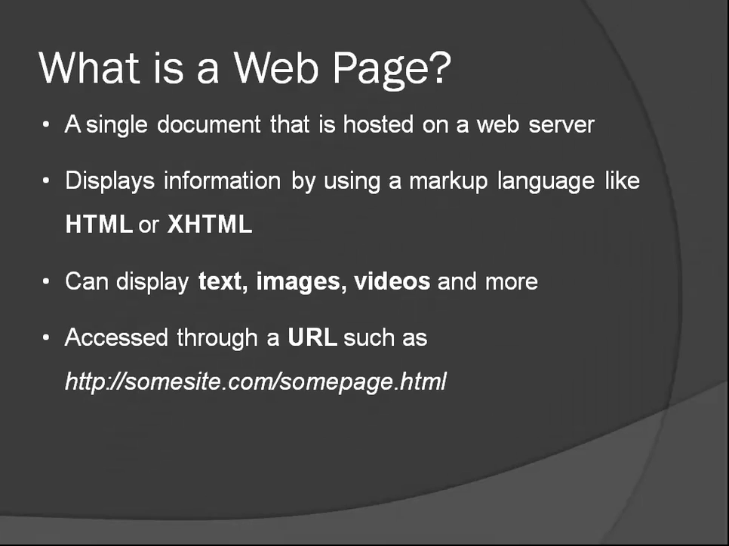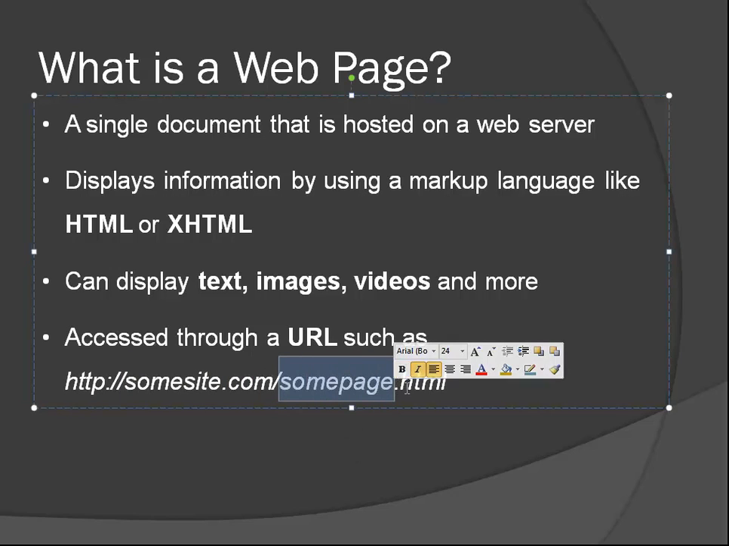So what is a web page? A web page is a single document that is hosted on a web server, and I'm sure most of you, even if you don't know HTML or anything about building websites, you know what a web page is. It displays information by using a markup language, and the most common markup languages are HTML and XHTML. Using HTML, we can display text, images, videos, and more. And we can get to a web page with this type of URL. We have the domain name, and then a slash, and then the name of the page, and of course .html.